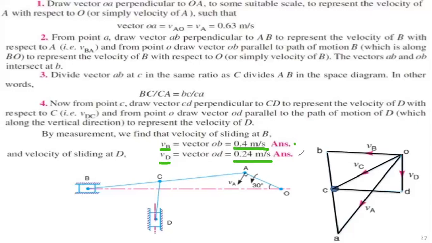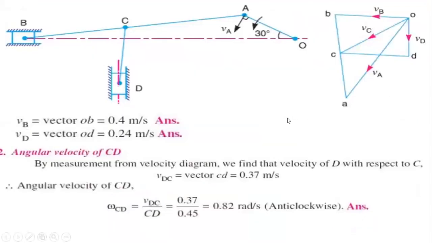So we got two values. These are the values, that is velocity of B and velocity of D. So we have found the two values, the velocity of B and velocity of D.